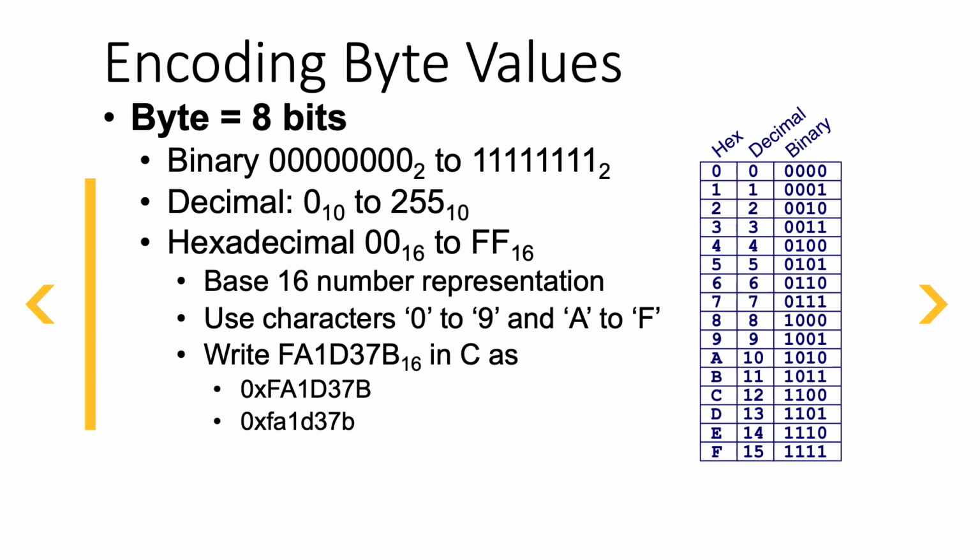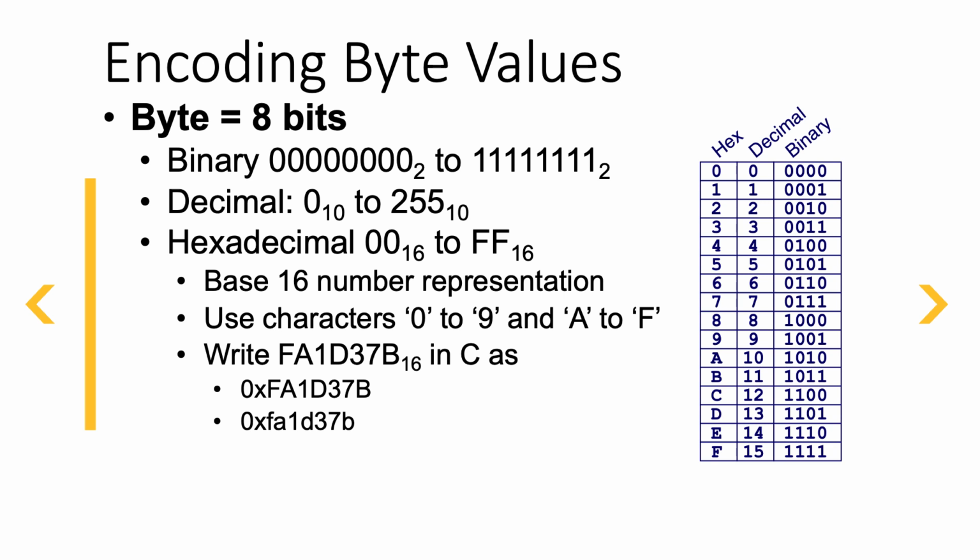Now, with binary, it's base 2, so 0 and 1 gives me all the digits I need. With decimal, 0 through 9 gives me 10 individual digits that can go in any of the places. That's my base 10. With hexadecimal, we've got to expand beyond what we typically think of as numbers because we need 16 different values.